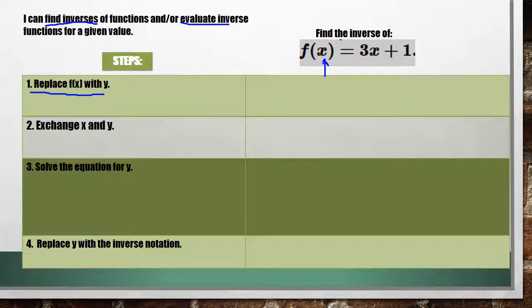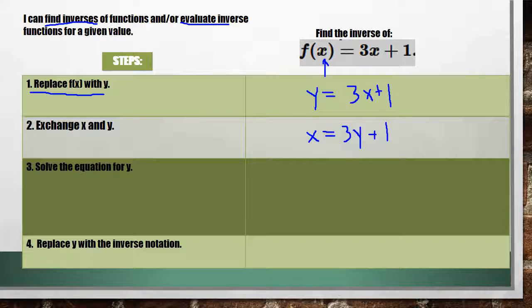We're going to replace f of x with y. Literally just write y in place of f of x. So I'm going to put y equals 3x plus 1. Step 1 is done. Step 2 says to exchange x and y. Remember, inverse functions, the x's and the y's are switched. So we're going to put an x in place of y and a y in place of x, and rewrite everything the same.